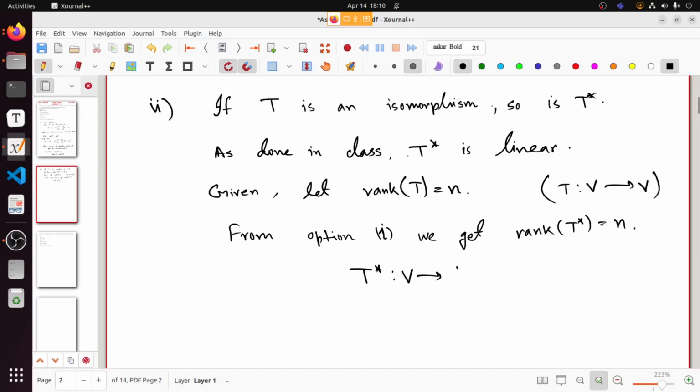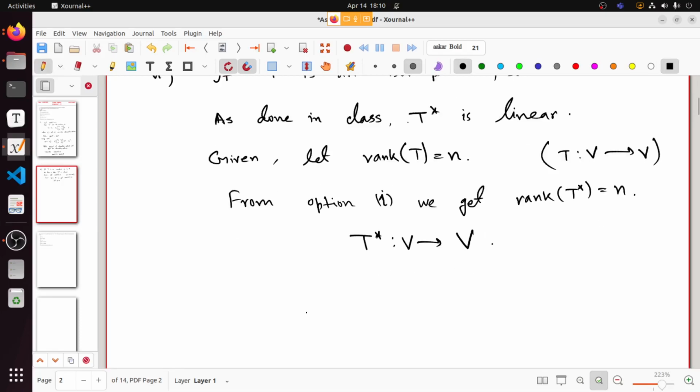As V has dimension n, because the rank of T is n as we have assumed, the rank of T star is n, which implies T star is also an isomorphism.